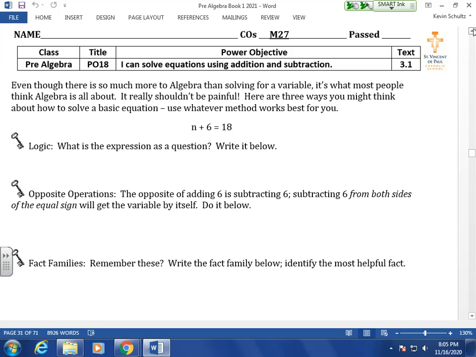So this is the first of, like I said, about 5 objectives that all have to do with solving equations. We're going to slowly build up from the one-step basic equations, then we'll go to 2-step, then multi-step, and by the end of this unit, any equation that you come across, you will have the tools to know how to solve for that variable.